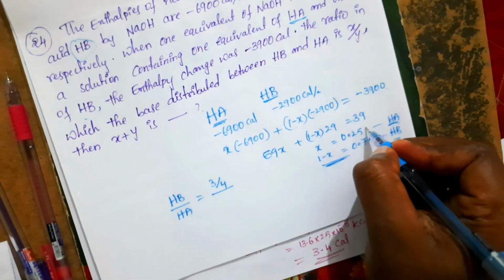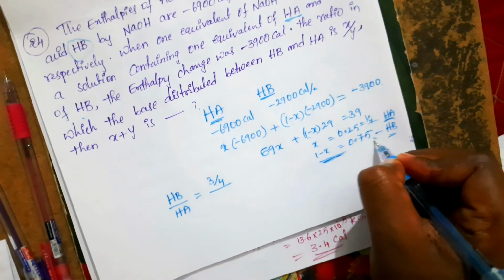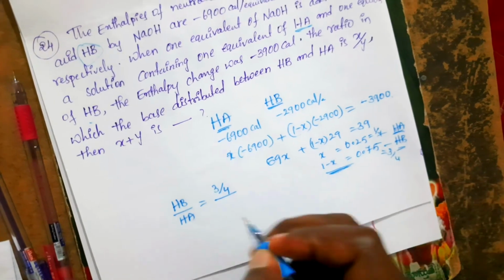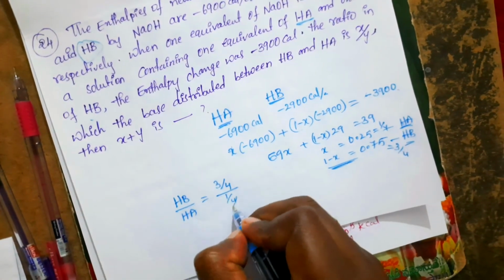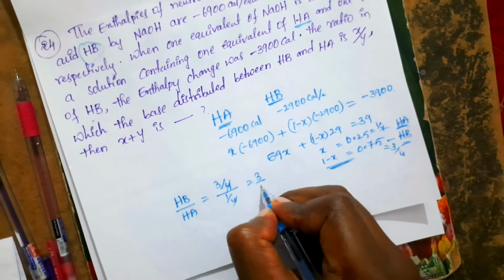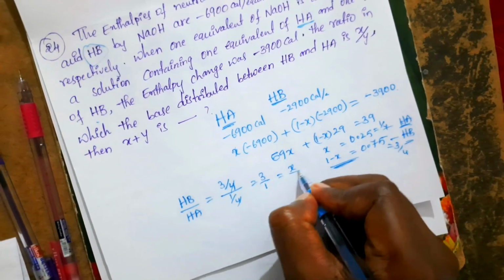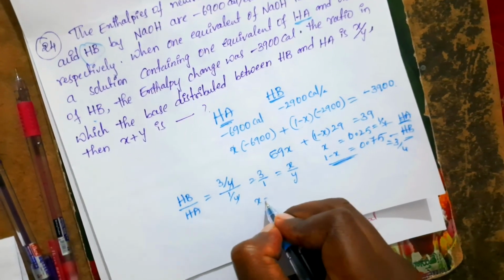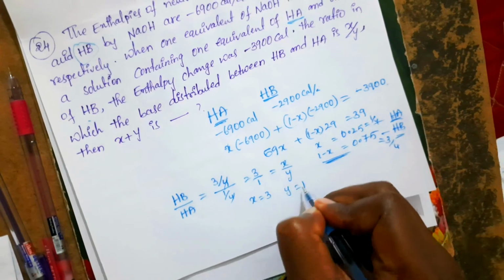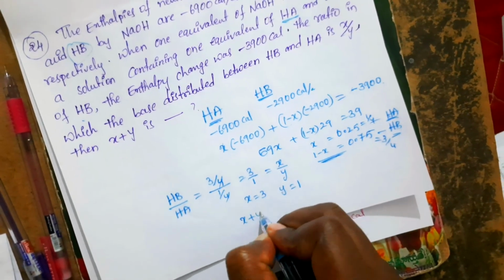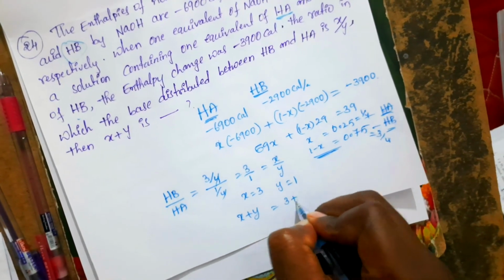And Ha is 0.25, which can be written as 1 by 4. Now the 4s cancel. That is 3 by 1, which is nothing but x by y. So x is equal to 3 and y is equal to 1. Then x plus y is 3 plus 1, that is 4.